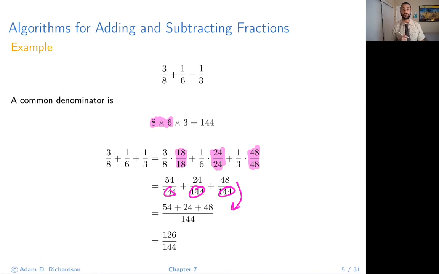What are those things? They're called 144ths. And when we do all that, we end up with 126 144ths. And we're done. We're done right there. That's totally acceptable. And that's the answer. That is the answer. It's 126 144ths.